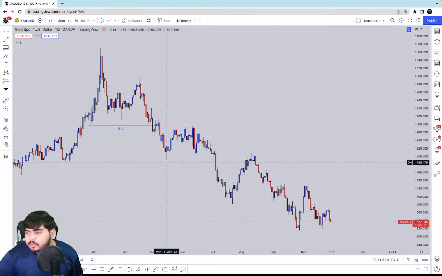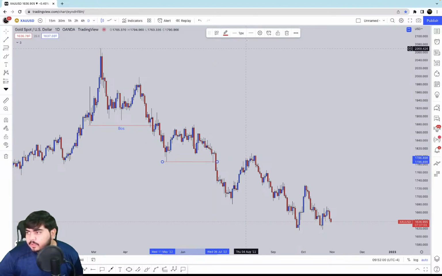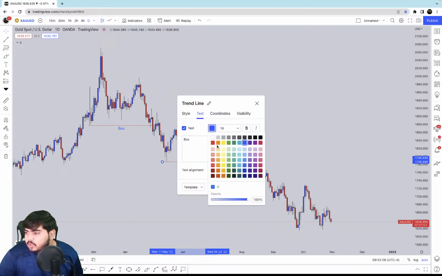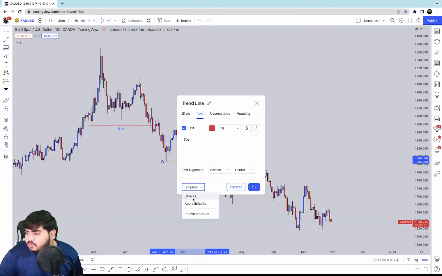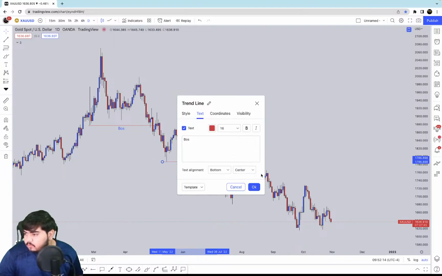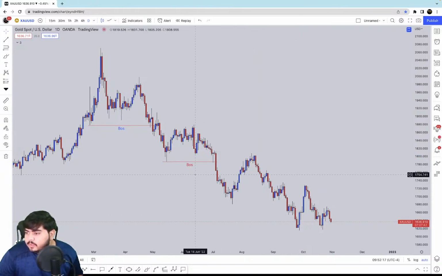Then the market created a low and a lower high, so we have another break of structure right here. The market created another break of structure. Let me write it here: break of structure. This should be red, and I'm going to save this as a bearish break of structure, so that every time we do it, it is in our template.